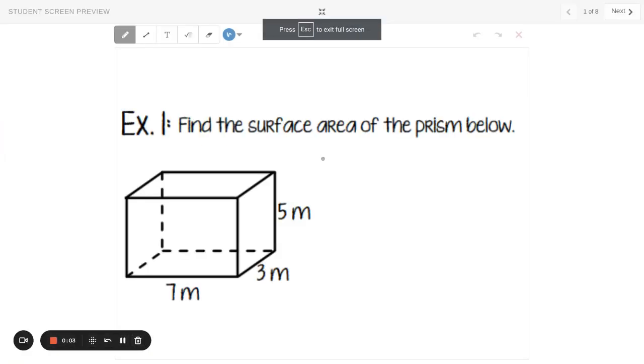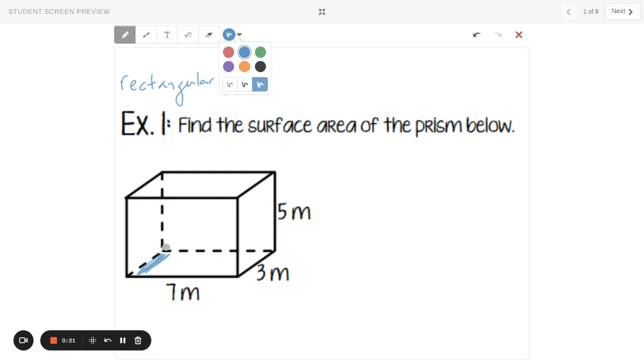Okay, so here are the volume notes for prisms and pyramids. So this is called a rectangular prism. It means the base is in the shape of a rectangle, and this would be the base.